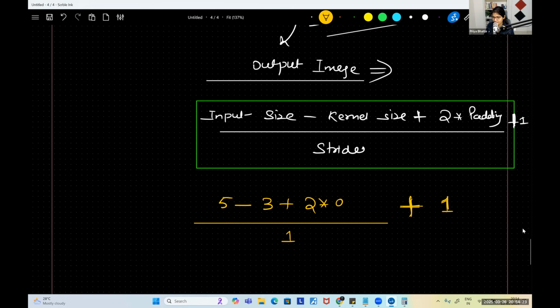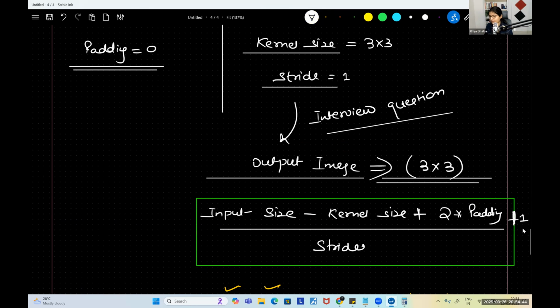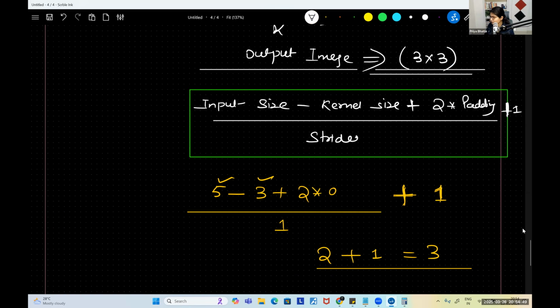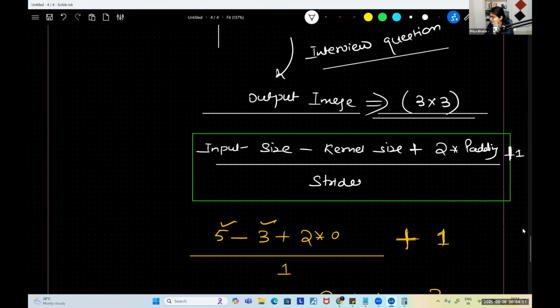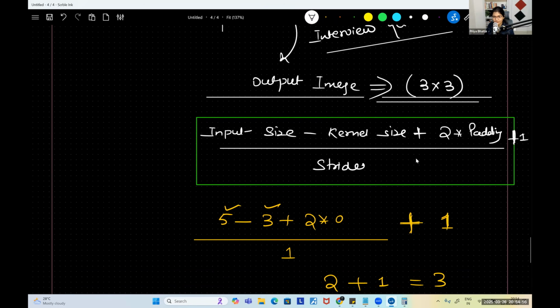So in this specific case, 5 minus 3 is 2, divided by 1 is 2 only, plus 1. So the answer will be 3 over here. It means that if someone is asking you what is the output image, it will be 3 cross 3. Are you getting my point? Is this clear? How we will be able to get the shape of any specific output image? So this is the formula which you always have to remember.